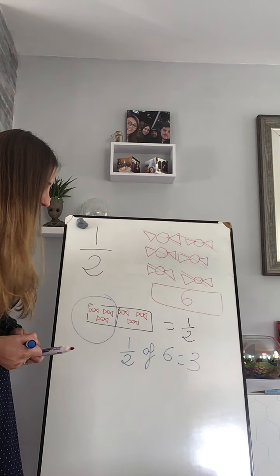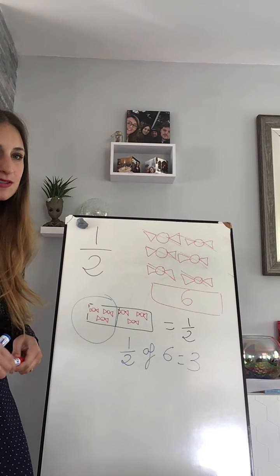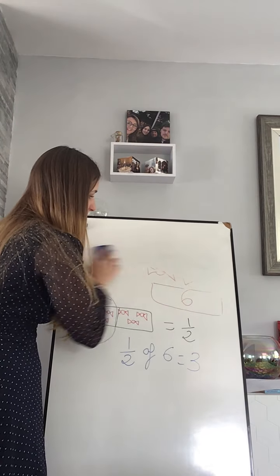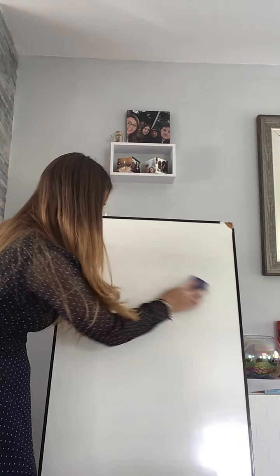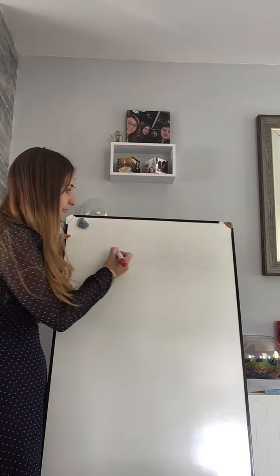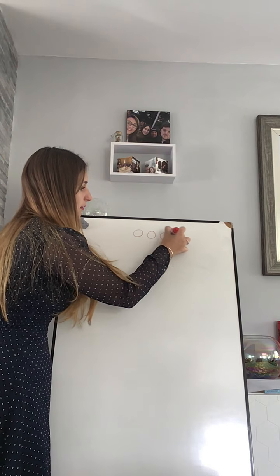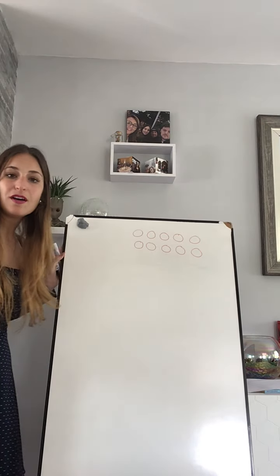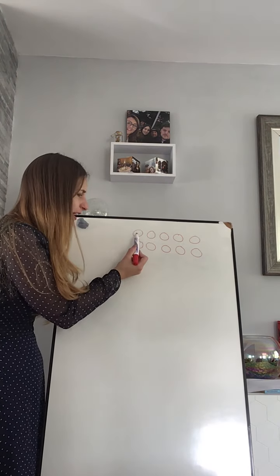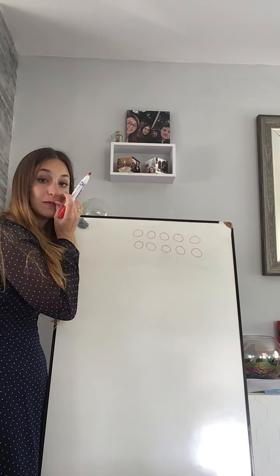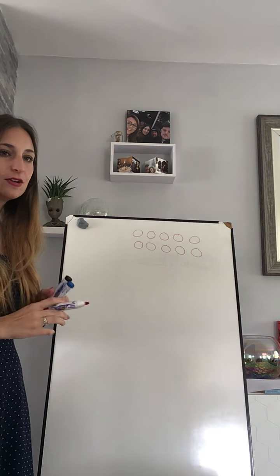Right. Easy? Let's do the next one together. Get in your book, open your book, and let's do this one together. This time I have 5 coins, and 2 rows of them. So 5 times 2 is 10. I have 10 coins. Okay?